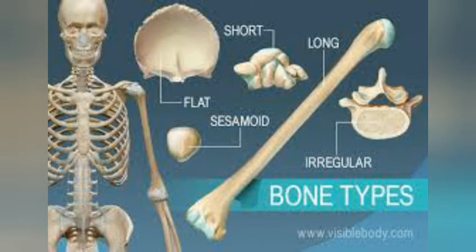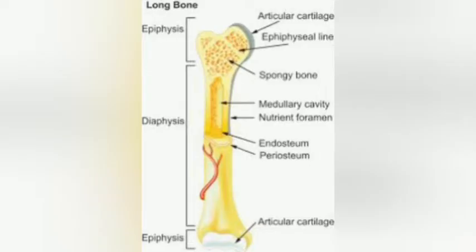The short bones are the cube-shaped bones, and the wrist bones and the ankle bones are mainly short bones. Flat bones are generally curved and thin bones, like the bones of the sternum. Next is the sesamoid bone, like the patella. And the bones which do not come under any of these groups come under irregular bones, like the bones of the pelvis, the bones of the spine, etc.